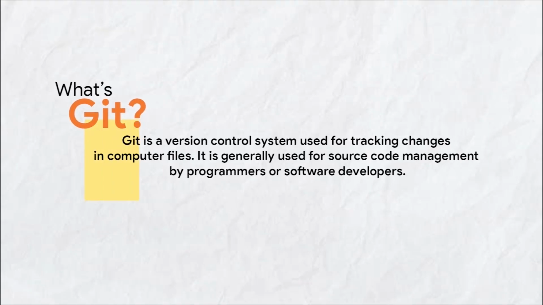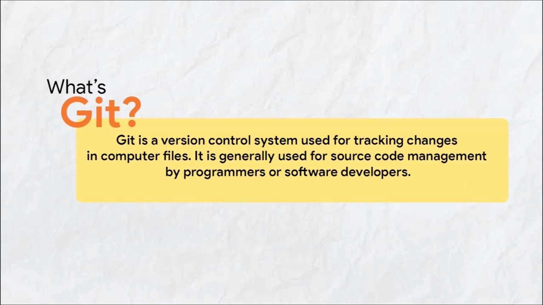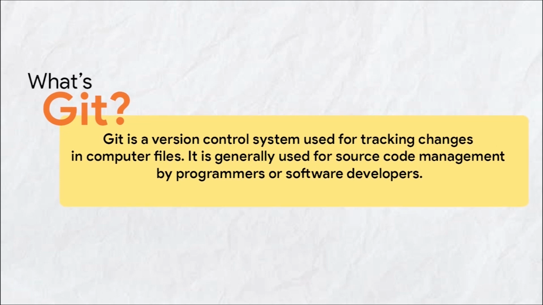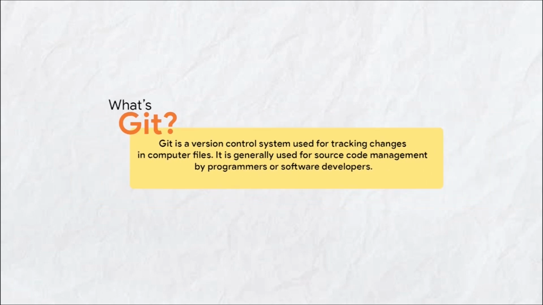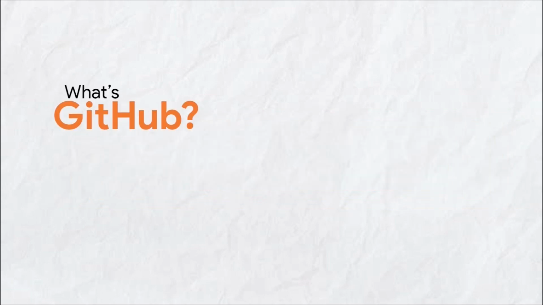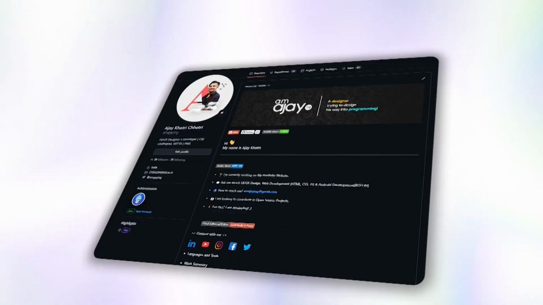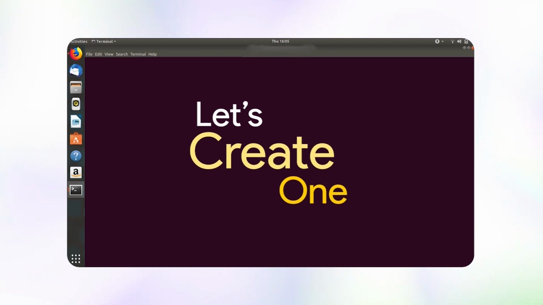What's Git? Git is a version control system which is used for tracking changes in computer files. So it is generally used for source code management by programmers or software developers. So what's GitHub? GitHub is the website that hosts the Git repositories where you can store the source code of your projects, keep track easily, and also share the source code with other programmers through it. It's great if you already have a GitHub account, but if you don't, let's create one.